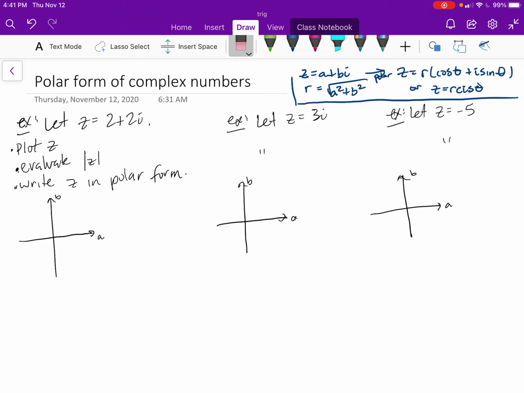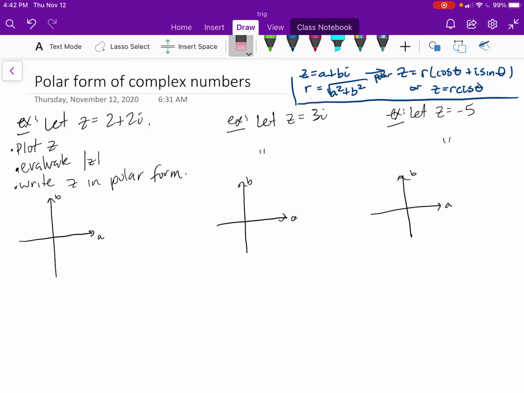R is a distance formula, right? The square root of a squared plus b squared. That's really nothing new. We've been using that already, especially when we are looking at a polar form. And then we are going to look as well at a new way of writing these complex numbers in polar form.